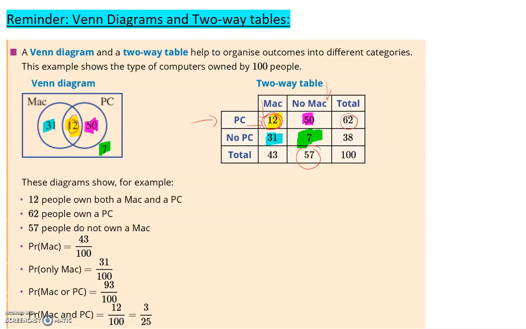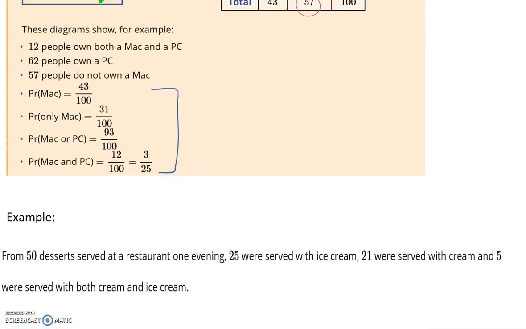So I hope that makes sense. We'll have a look at an example. Now, from this, the next thing to look for is, if you have to calculate probabilities, that again is based on the information that's given over here. For example, the probability that people own only a Mac, so only a Mac is 31, and that's 31 out of a total of 100. Okay, we'll have a look at an example.